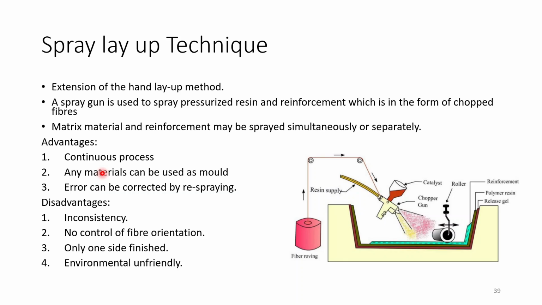Spray layup technique. It is an extension of the hand layup method. A spray gun is used to spray pressurized resin and reinforcement, which is in the form of chopped fibers. The matrix material and reinforcement may be sprayed simultaneously or separately. Advantages include continuous process, any material can be used as mold, and errors can be corrected by respray. Disadvantages include inconsistency, no control of fiber orientation, and only one-sided finishing. Also it is not environmentally friendly.